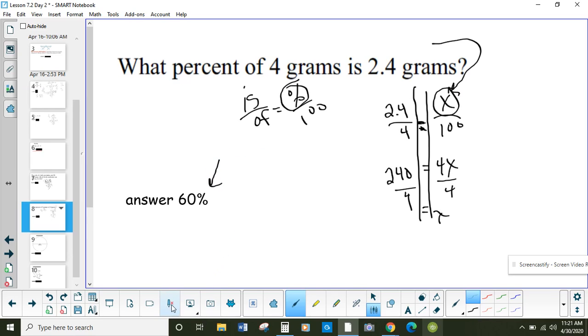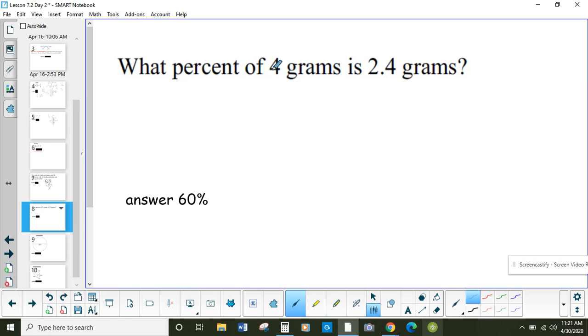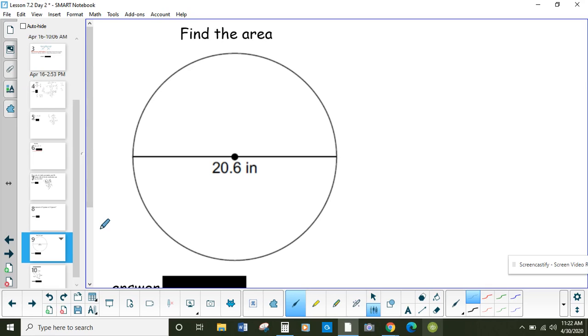Okay? I know some of you can do this by just dividing. 2.4 divided by 4, you'll get 0.6, but then you have to remember to convert. Percent proportion, no need to convert. Pause the video, find the area now.